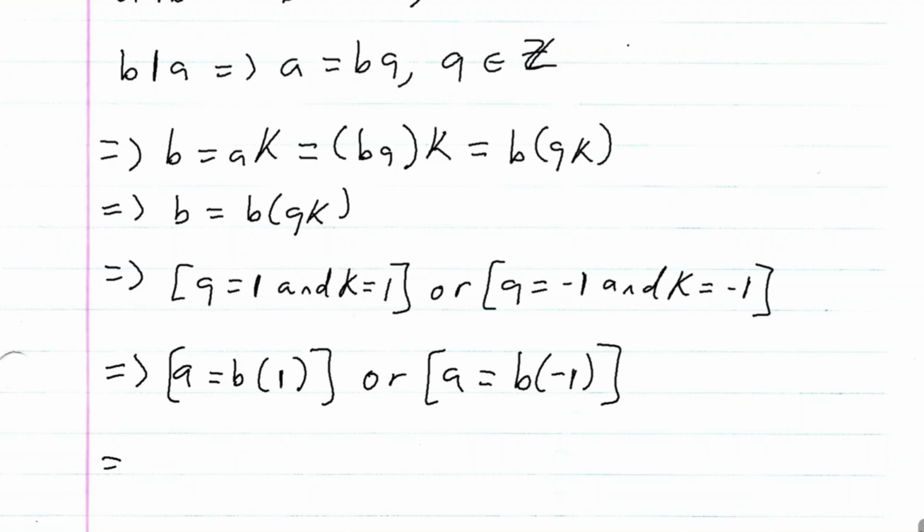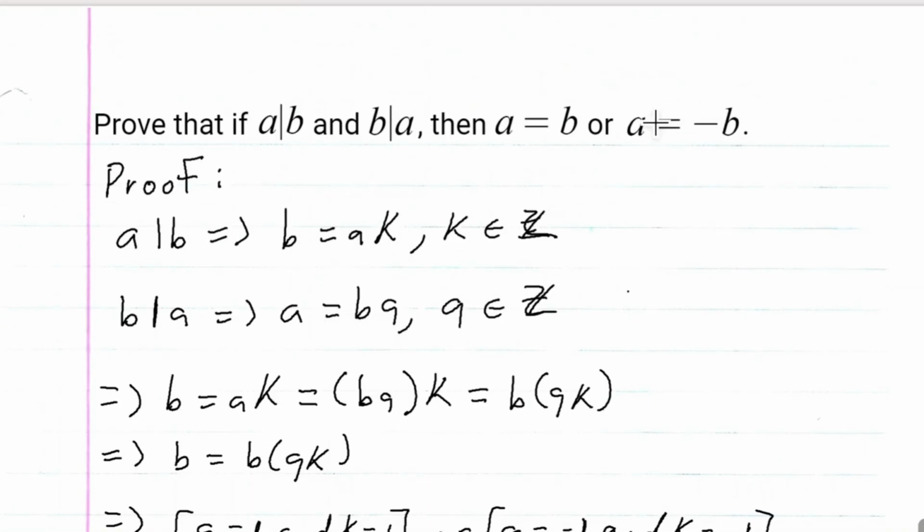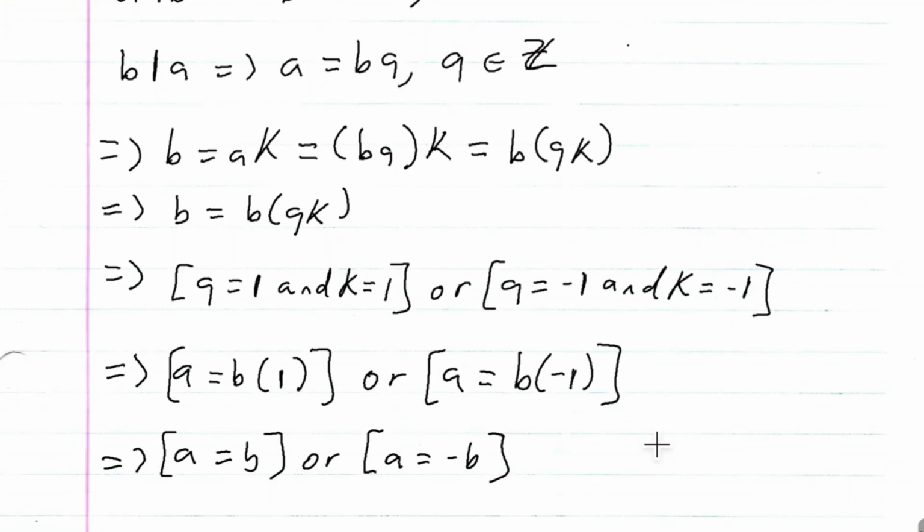And of course, this implies that A is equal to B, or A is equal to negative B. And that's what we wanted in our proof, right? We wanted A is equal to B or A is equal to negative B. So that's it.